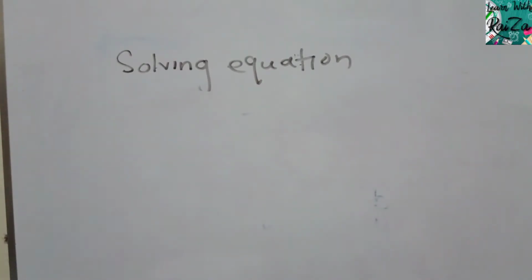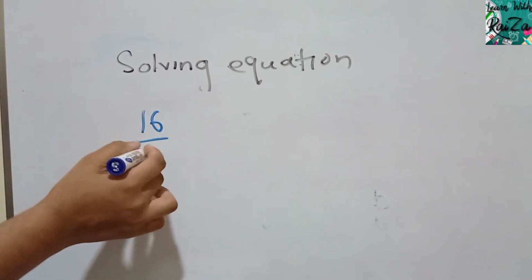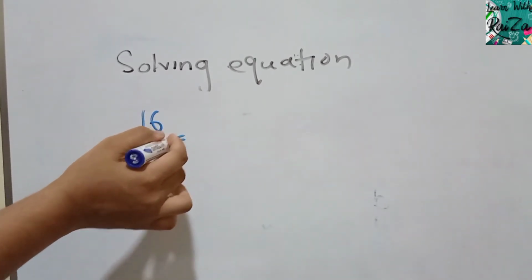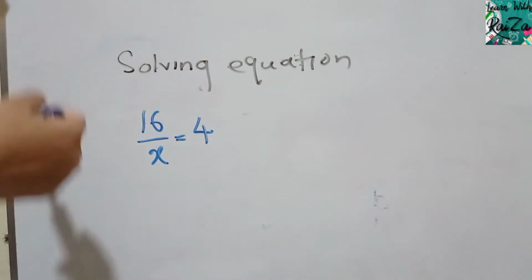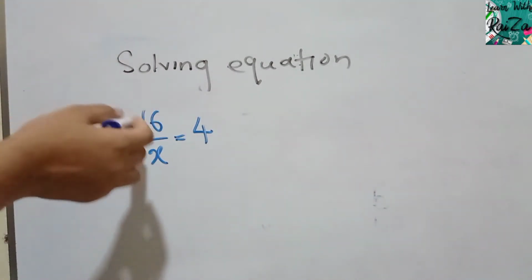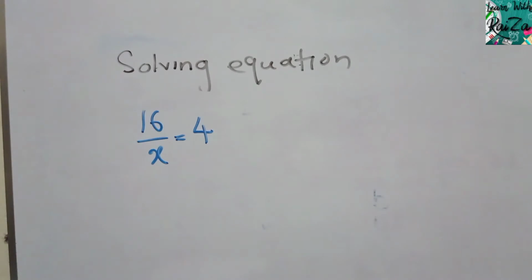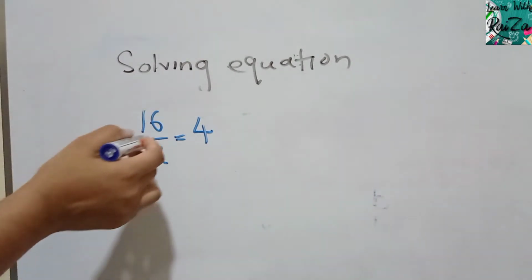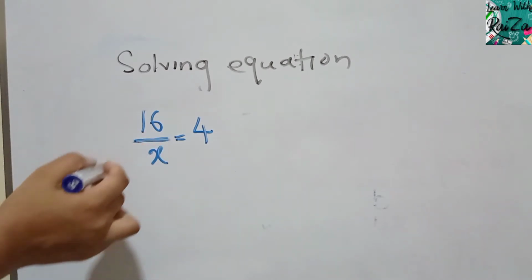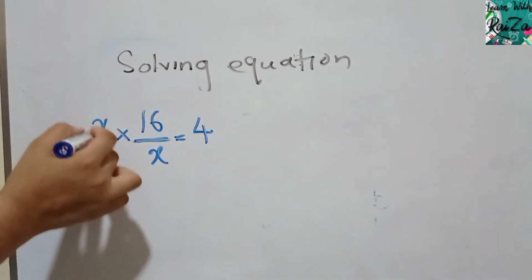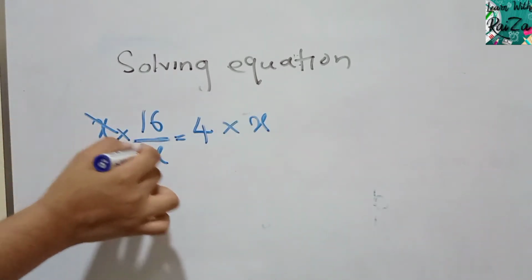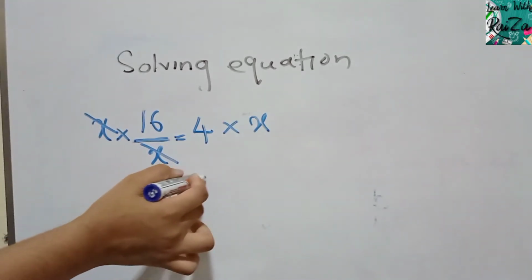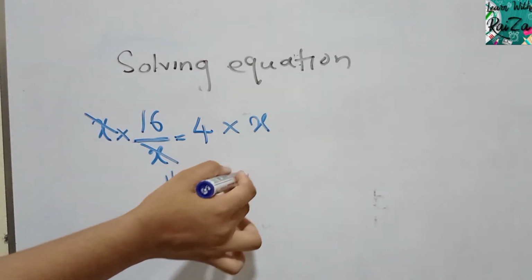Right, next let's see an example like this, where the unknown variable x becomes the denominator. In this kind of situation, first of all we have to take x to the numerator place. Since it is on the denominator side, we can't do anything. Since this is a division, you have to multiply both sides by x. Then x on this side gets cancelled. 16 comes. 16 is equal to 4x.